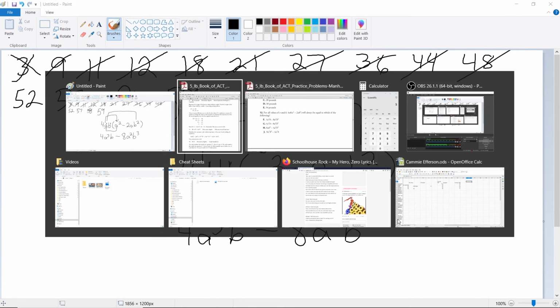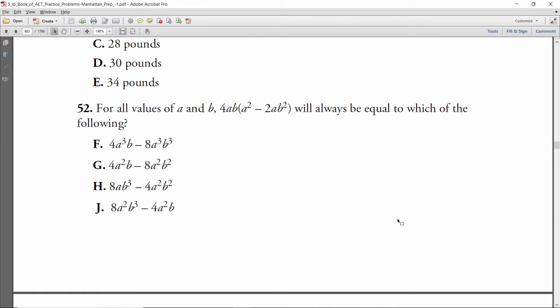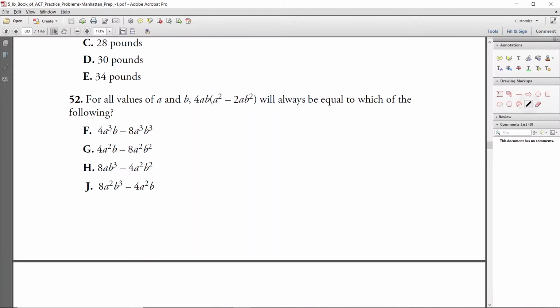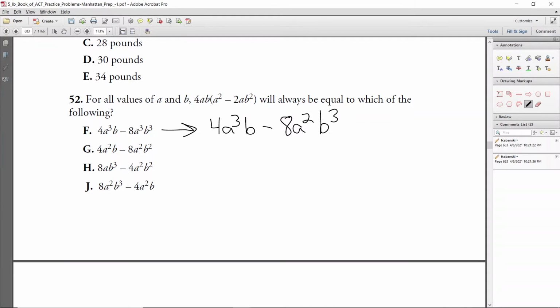F should be 4a cubed b minus 8a squared b cubed. So they have a typo here, and let me fix it. This should be 4a cubed b minus 8a squared b cubed. Okay, they just had a typo, so this isn't really what F is. F is actually that. And then let me save it.